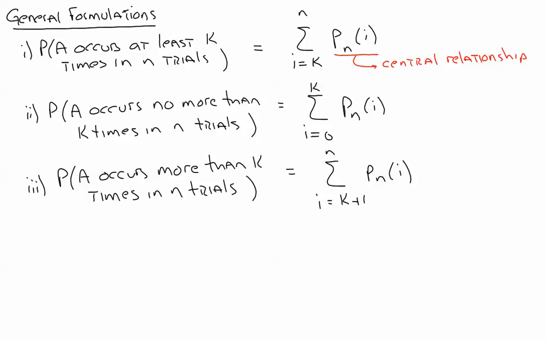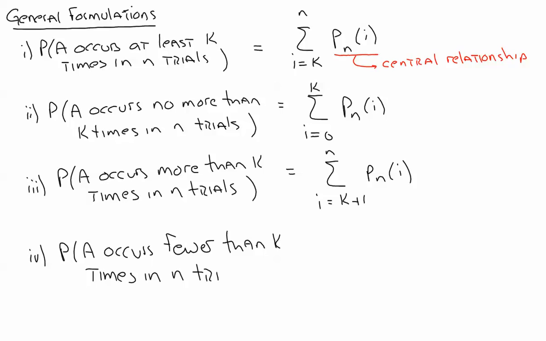And my last one is the probability that A occurs fewer than K times in N trials. That is the summation of I from 0 to K minus 1 of P sub n of I.